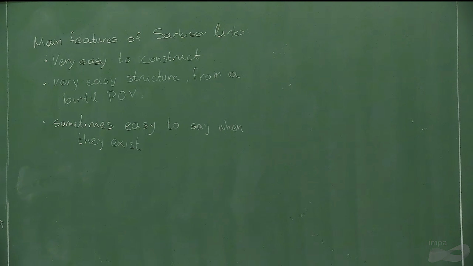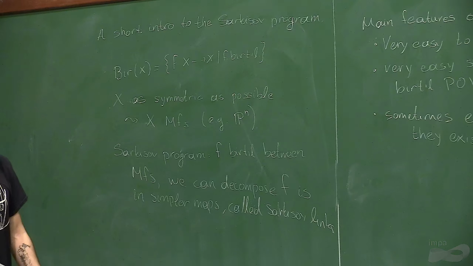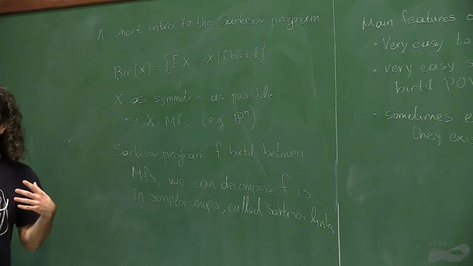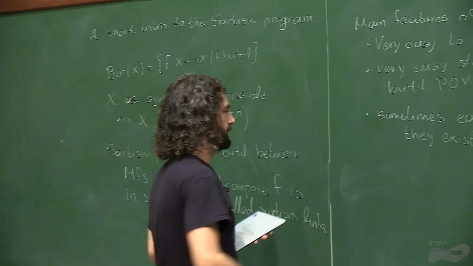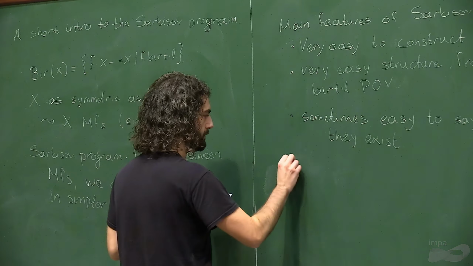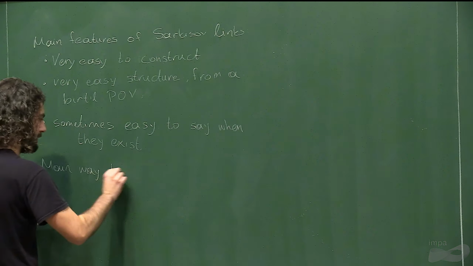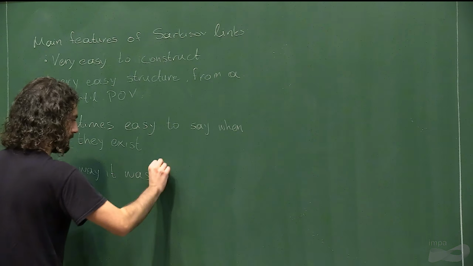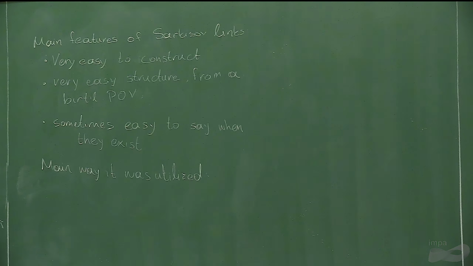While the first version of the Sarkisov program was proved in 1995 by Corti, you could see traces of it from before that. So the first trace of it was one of the ways that it has been utilized. These are the main ways it was utilized. I say that sometimes it's easy to say when they exist or not.